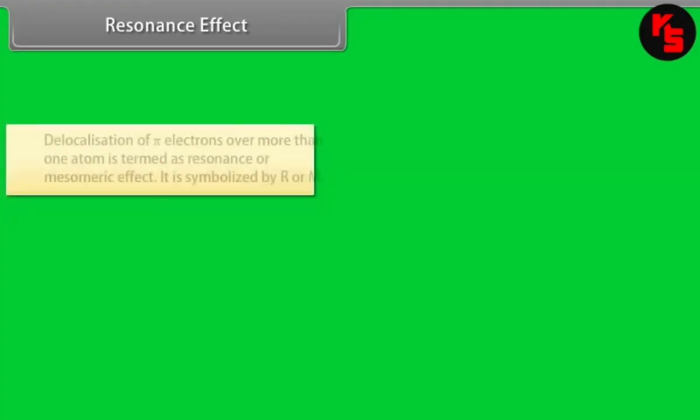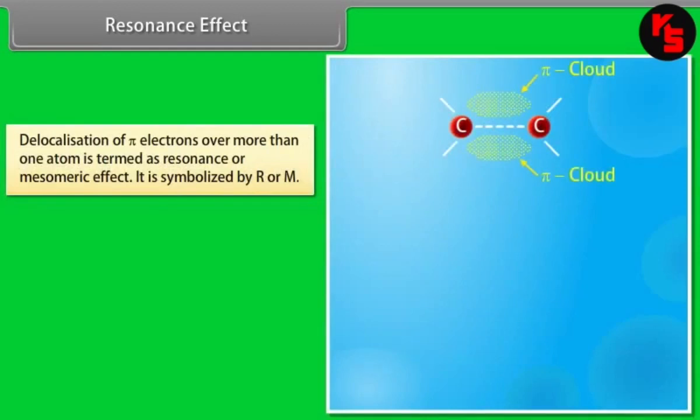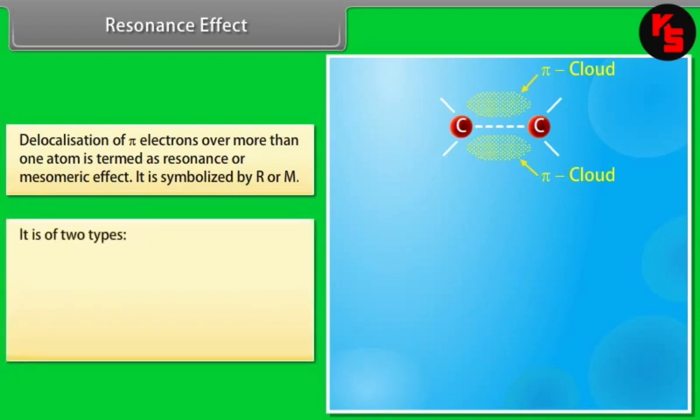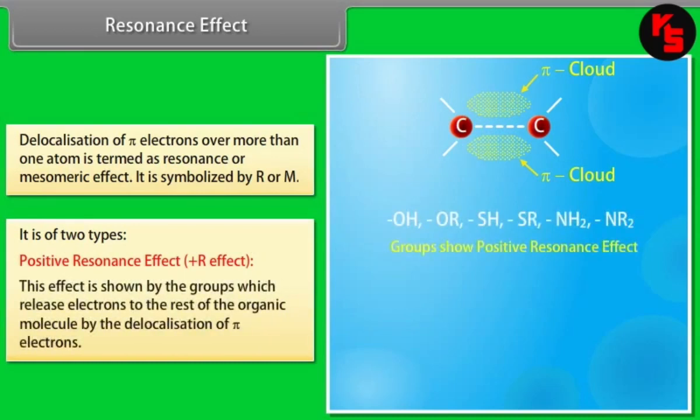Resonance effect. Delocalization of pi electrons over more than one atom is termed resonance or mesomeric effect. It is symbolized by capital R or capital M. It is of two types. Positive resonance effect, positive R effect: this effect is shown by the groups which release electrons to the rest of the organic molecule by delocalization of pi electrons. For example, aniline.